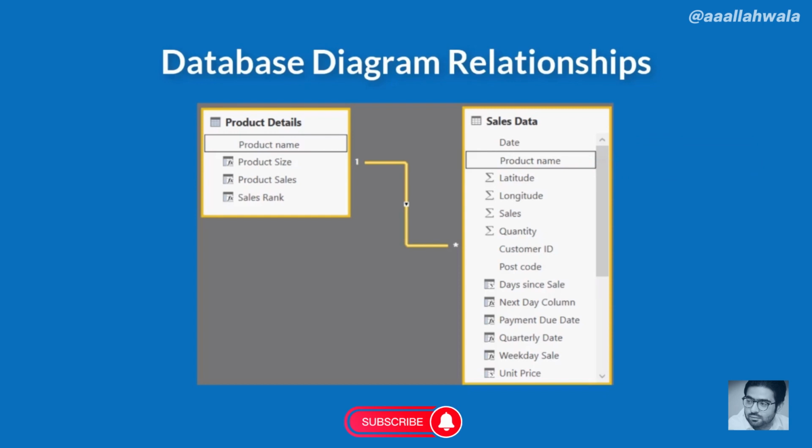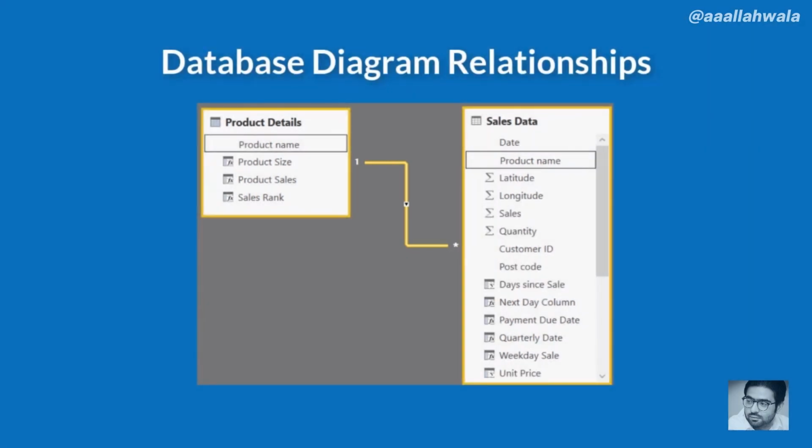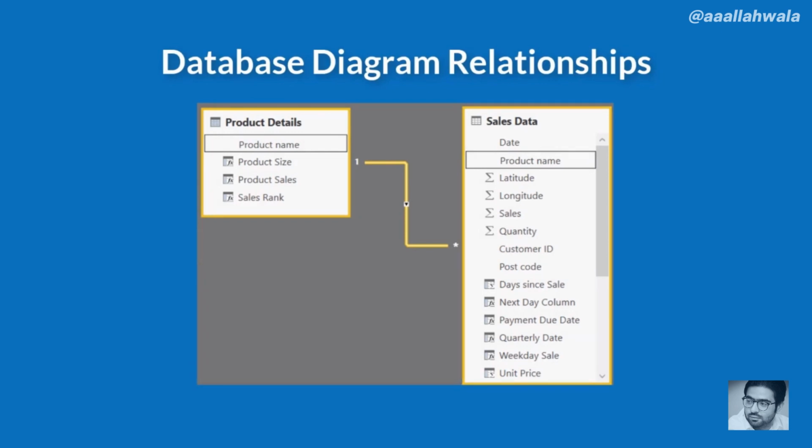This field allows us to create a relationship between the two tables, which is indicated by a line joining the two tables. One important aspect of relationships is cardinality. Cardinality tells us how many times the related field appears in the two tables. In this case, each product appears only once in the product details table. However, each product can have multiple sales and can appear multiple times in the sales table.